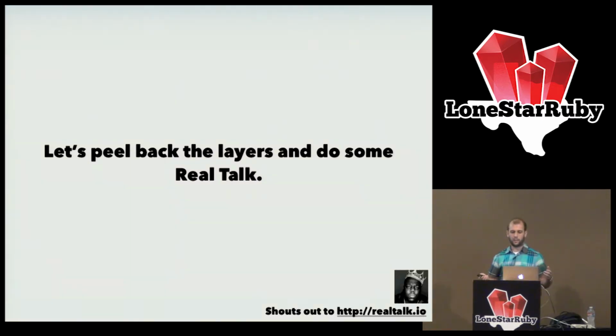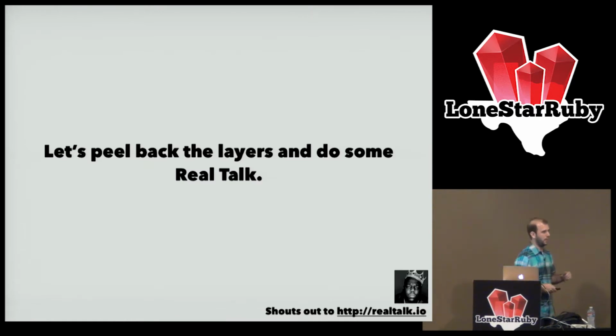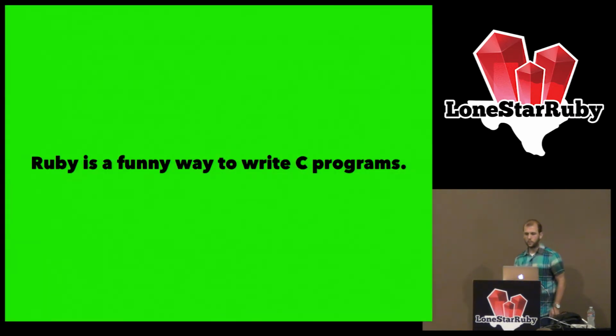So we're going to peel back the layers and do some real talk. I want to shout out to the guys who run the Real Talk podcast. These guys dig deep into kernels and compilers and assembly and bugs, and that's a really cool way to think about programming computers. So here's a weird hypothesis. Ruby is a really strange way to write C programs. If you were to pair with me, if you were to shave some yaks with me, I would probably mention this at some point.